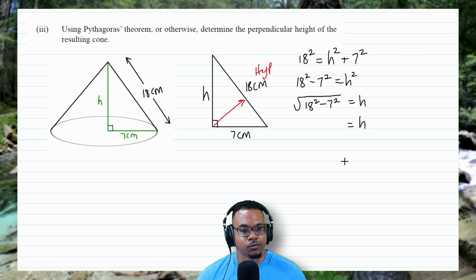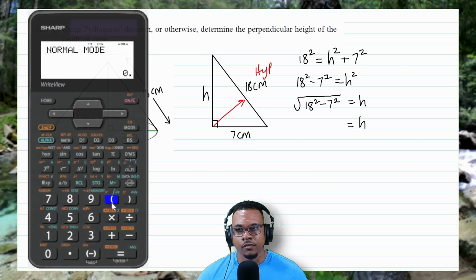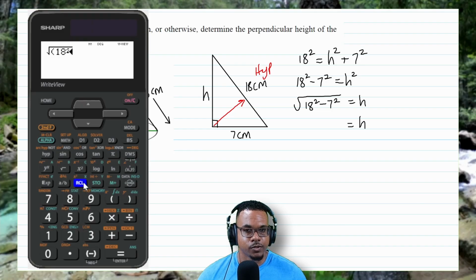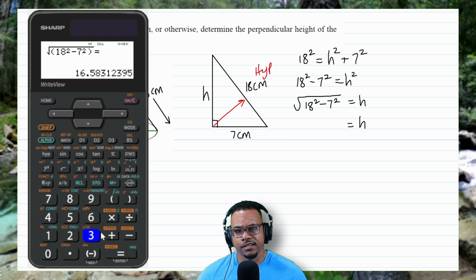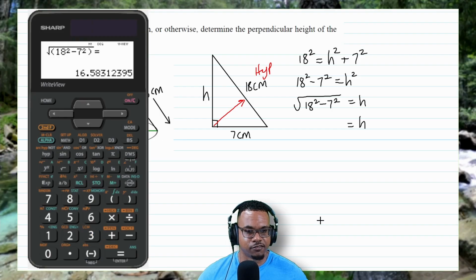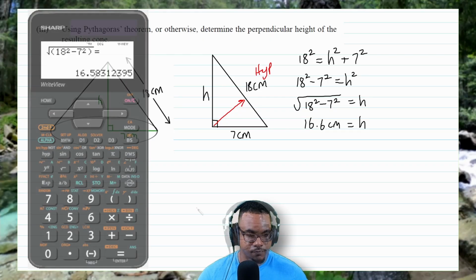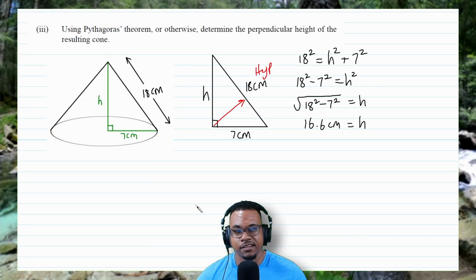So height is equal to, let's go on the calculator and work that out. That's the square root of, open brackets, 18 squared take away 7 squared, and then close the brackets, equals, and that's 16.58. Let's write that as 16.6 to 3 significant figures, 16.6 centimeters. And that's it. That's the end of the test.